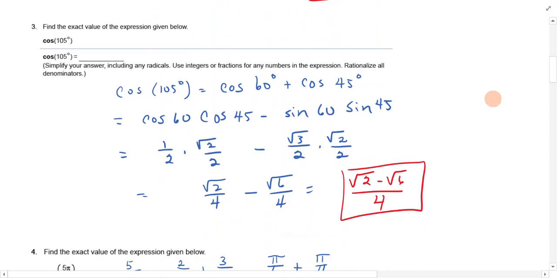Cosine of 105, that's like the one we did in the lecture notes. And that's exactly what we got. So I'm not going to go over that problem again. We did that. I did that one in the lecture note part.